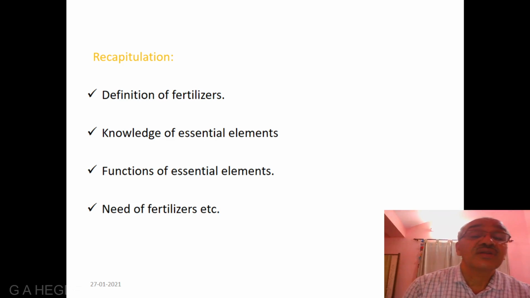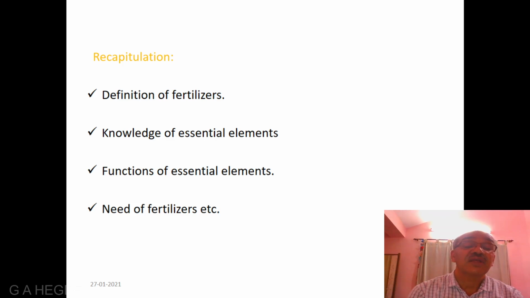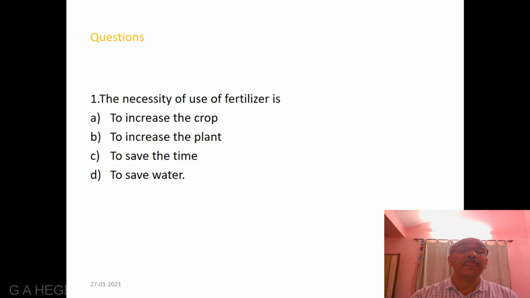With this, just recall what we discussed so far. We have discussed the definition of fertilizers, knowledge of essential elements, functions of some essential elements, and need of fertilizers, etc. With this, let us try to answer some simple questions.